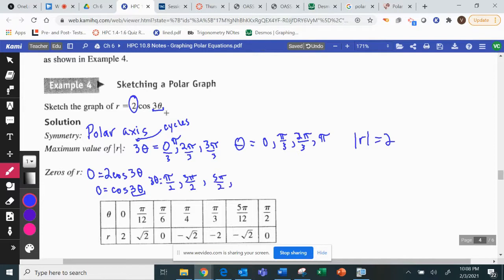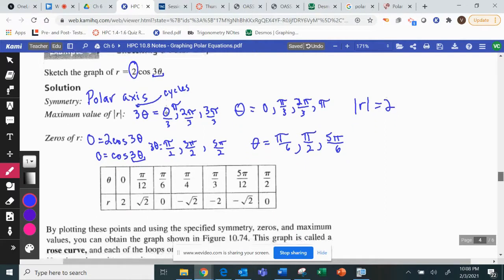I think we're just going to stop there. Okay, sorry. And then you'll divide by 3, so we are going to get that theta is equal to pi over 6. And then divide by 3, that's going to cancel the 3 here, so pi over 2, and then 5 pi over 6. So that would be your zeros.